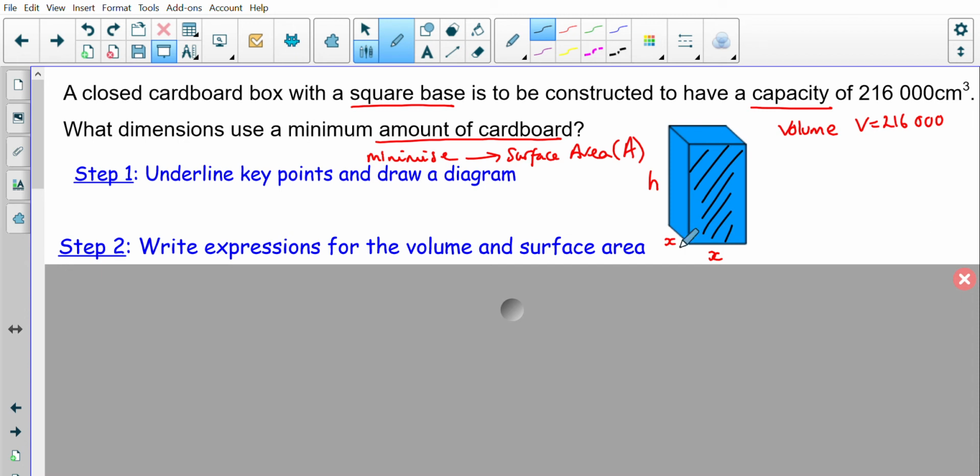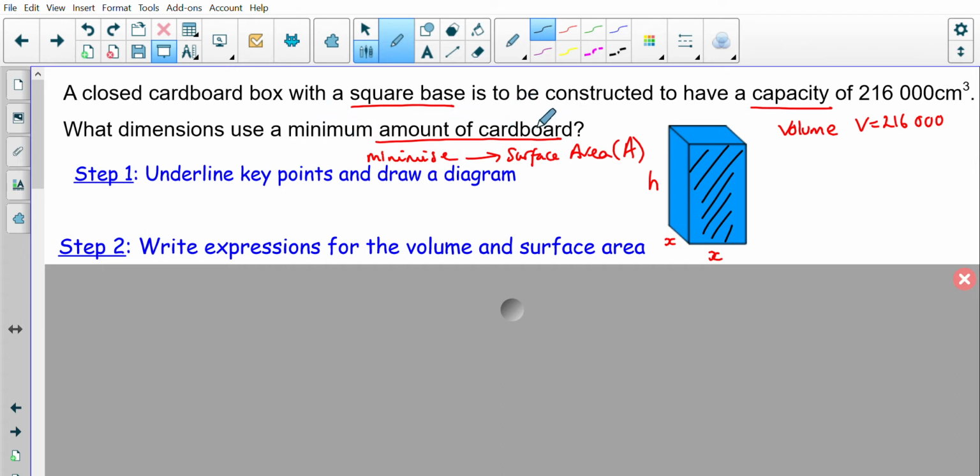So this is a solution for the question that I asked you to have a go at. So in step 1 we underline key points. So it's a cardboard box with a square base. We're given its capacity, so that means we know that its volume is 216,000 centimetres cubed. And we're asked to find the minimum amount of cardboard.